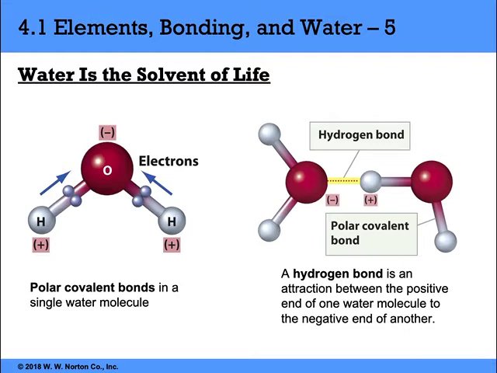Heat of vaporization is the amount of heat required to go from a liquid to a gas without changing temperature. And heat of fusion is the amount of heat given off when you go from a liquid to a solid and form ice, okay? So let's take a look at hydrogen bonding.